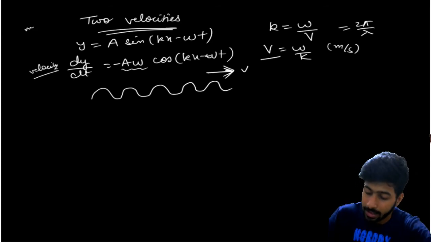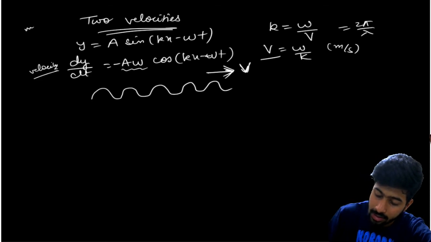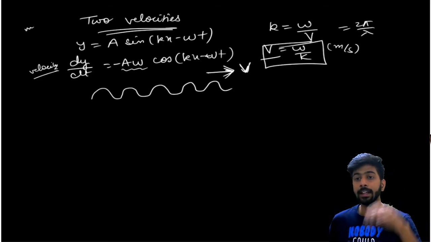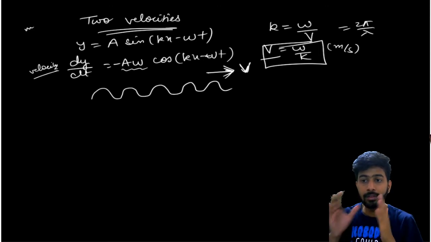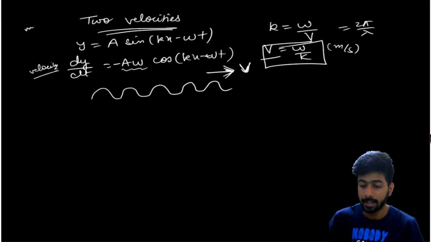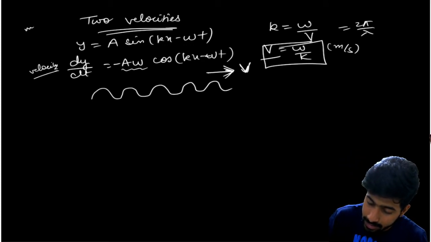So this v that you see here is the velocity of the wave, which is given by this formula, omega/k. It is the velocity of the wave which is actually not moving, right? So to us, it seems as if the wave is moving with this velocity v, right? So this is the wave velocity.